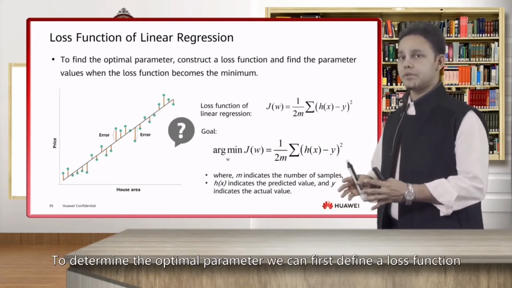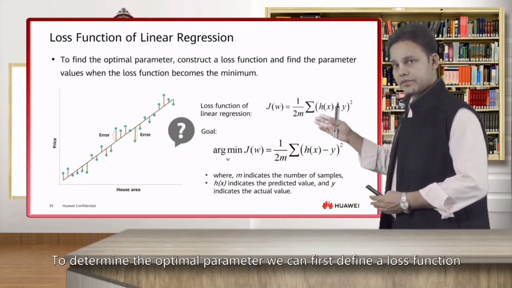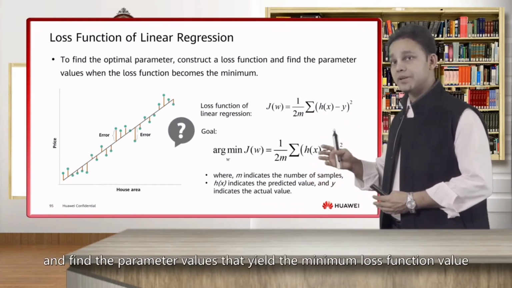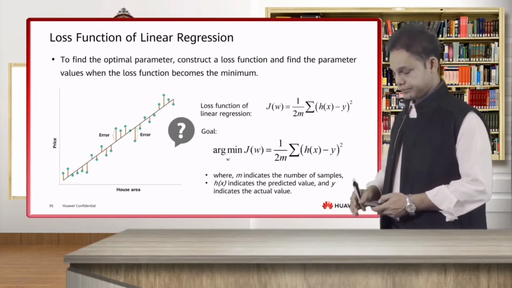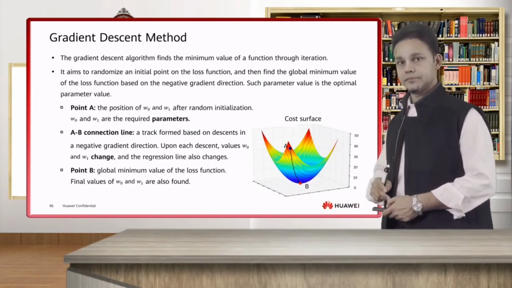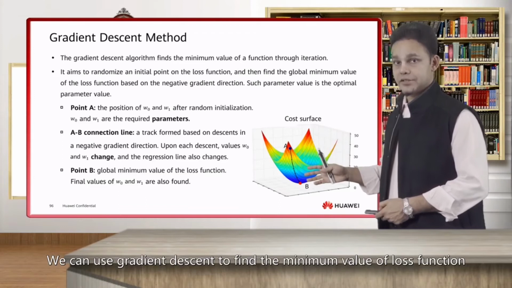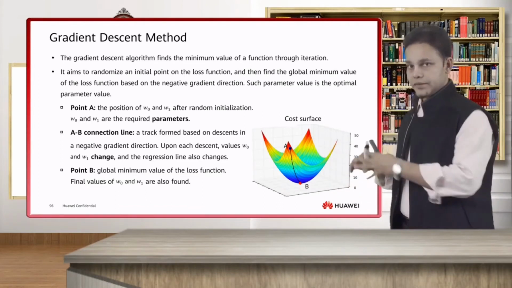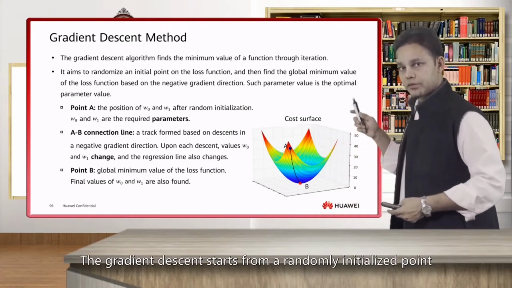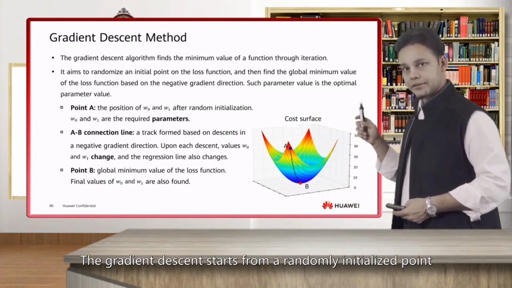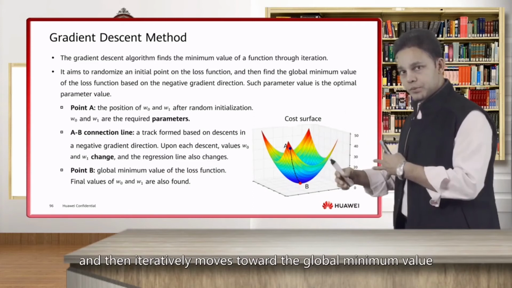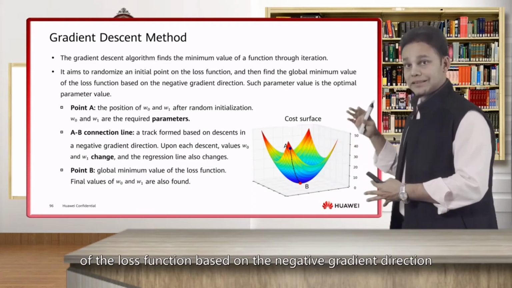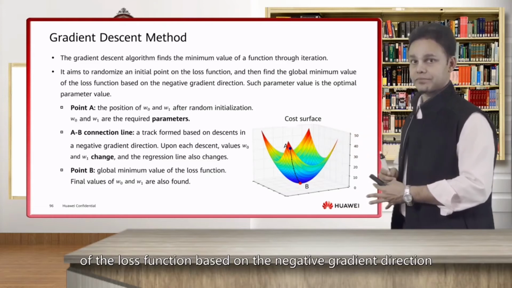To determine the optimal parameters, we can first define a loss function and find the parameter values that yield the minimum loss function value. We can use gradient descent to find the minimum value of the loss function. The gradient descent starts from a randomly initialized point and then iteratively moves towards the global minimum value of the loss function based on the negative gradient direction.